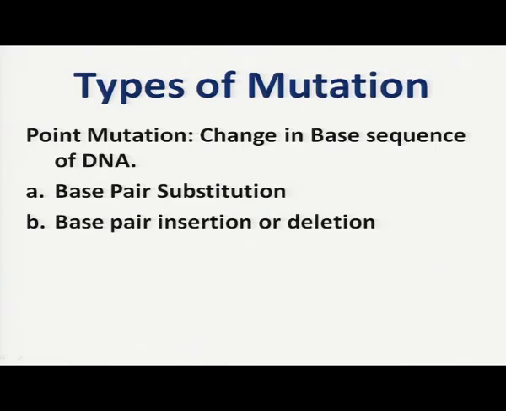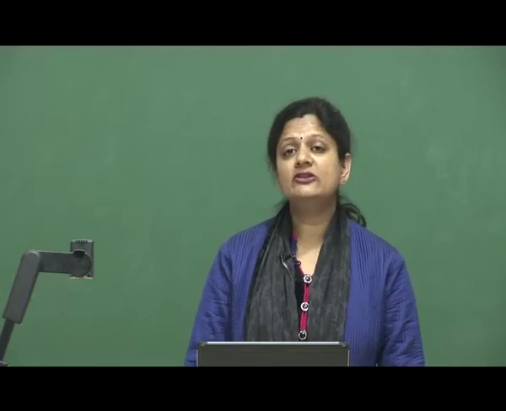There are two types of point mutation. One is base pair substitution and another is base pair insertion or deletion. Base pair substitution means there may be replacement of one nucleotide with another nucleotide. If one base is replaced by another base, that type of replacement is called base substitution mutation. And the second type is base pair insertion or deletion. This means that in the sequence of the DNA, a base pair is inserted or deleted from the DNA, and such a mutation is called base pair insertion or deletion.